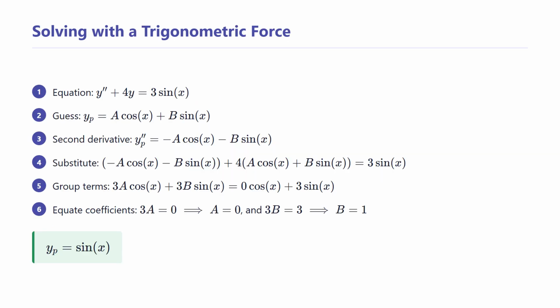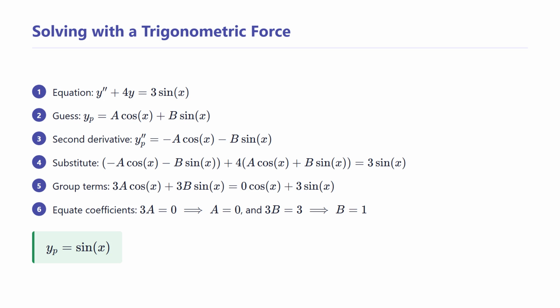Let us see this trigonometric guess in action with a classic physics problem, a simple harmonic oscillator being pushed by a wave-like force. Our equation equals 3 sine of x. Following our rule, we guess a combination of sine and cosine. We take the second derivative, which simply flips the signs. We skip the first derivative here because our original equation does not have a y prime term. We substitute our guess and its second derivative back into the equation.